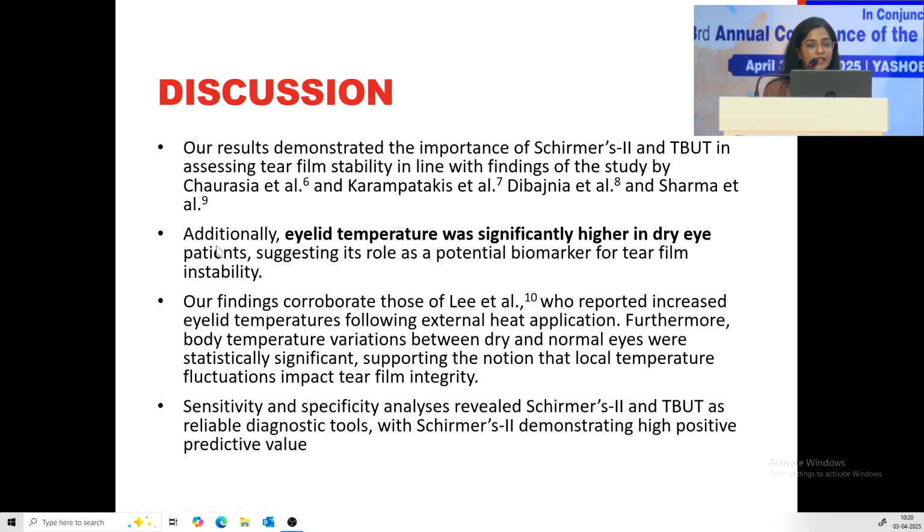Additionally, eyelid temperature was significantly higher in dry eye patients, suggesting its role as a potential biomarker for tear film instability. Our findings corroborate those of Lee et al., who reported increased eyelid temperatures following external heat application. Furthermore, body temperature variations between dry and normal eyes were statistically significant, supporting the notion of local temperature fluctuations.